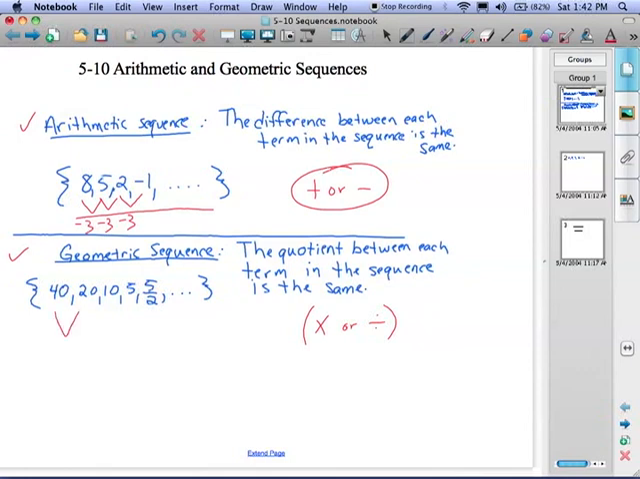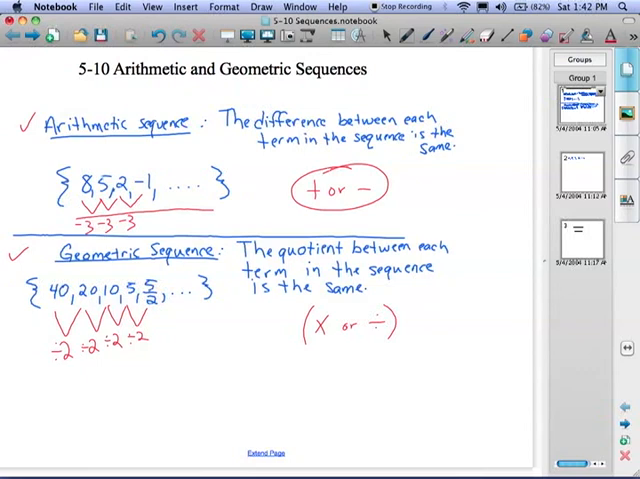So, our list, to go from 40 to 20, we would divide by 2. Knowing that it's a geometric sequence, we're going to multiply or divide. To go from 20 to 10 is divided by 2. To go from 10 to 5, divide by 2. From 5 to 5 halves, divide by 2, and so on and so forth.